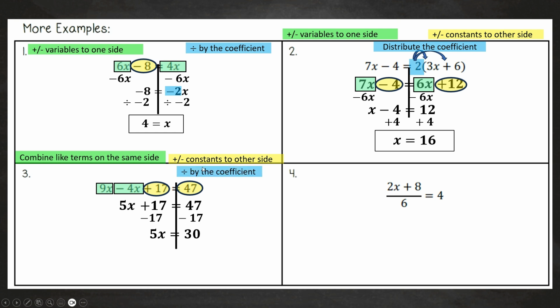My last step would then be to divide by the coefficient. In this case, that would be 5. So I'm going to divide both sides by 5, and x is equal to 6.